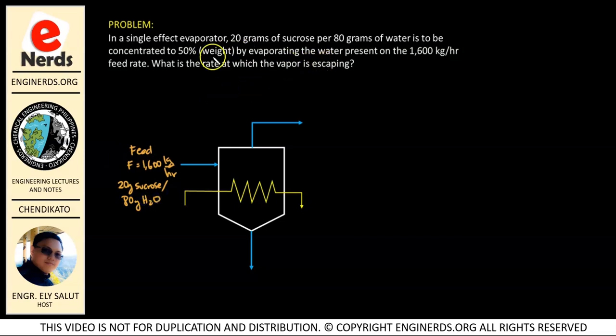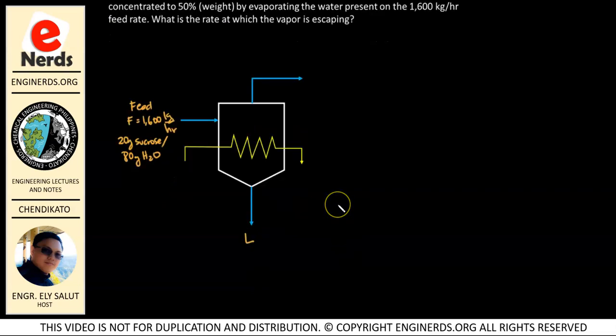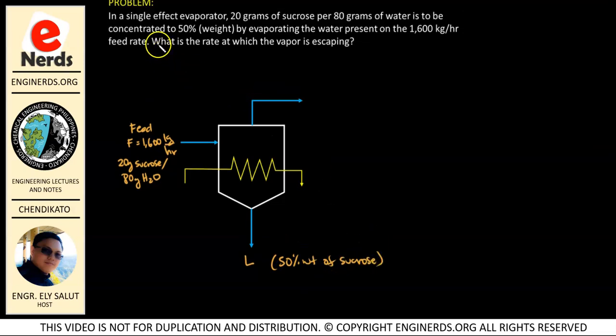And then we want our liquor down here to have 50% by weight. Okay? So our L here should have 50% by weight of sucrose. Okay? So, yan ang gusto nating makuhang product. But, our required is to get the rate at which our vapor is escaping. So, what is our mass flow rate ng ating vapor? Yan ang ating required na makuha dito sa ating problem. So, we have here our steam coming in and our condensate coming out from this stream.